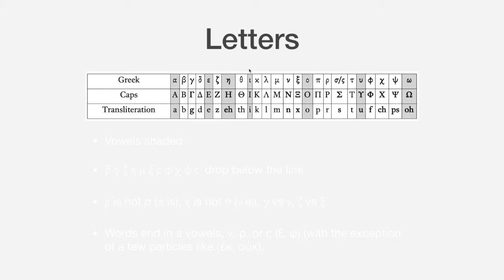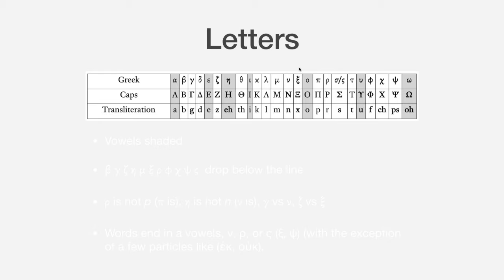Iota sounds like the English letter I. And this can be a short I, as in big. It can also be a long I, as in ski. What it never sounds like is the long I, as in smile. Kappa sounds like the English letter K. Lambda sounds like the English letter L. Mu sounds like the English letter M. Nu sounds like the English letter N.